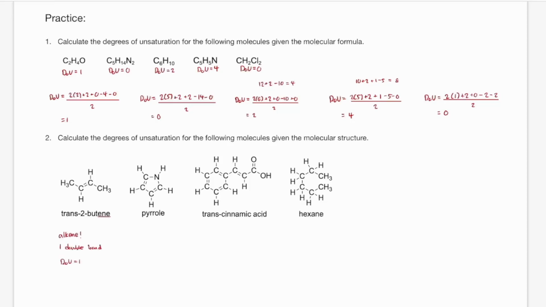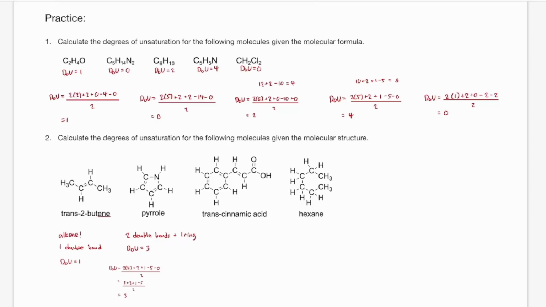of unsaturation. For pyrrole, we can also use the degrees of unsaturation formula, but again, there is an easier shortcut. Pyrrole is a ring structure with 2 double bonds, meaning it has 3 degrees of unsaturation. For trans-cinnamic acid, we can once again use either the equation or the shortcut to find its degrees of unsaturation. Trans-cinnamic acid has a benzene ring in the molecule, which we know has 4 degrees of unsaturation because benzene is a ring structure with 3 double bonds.